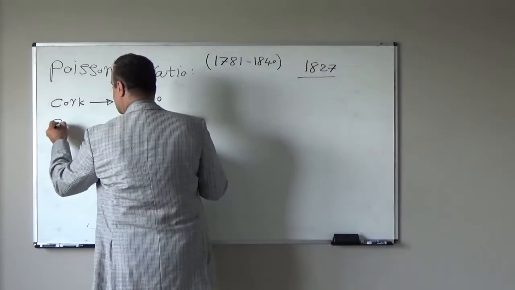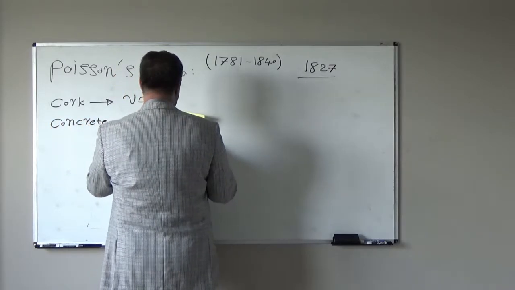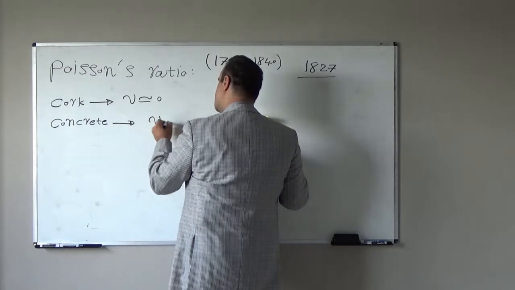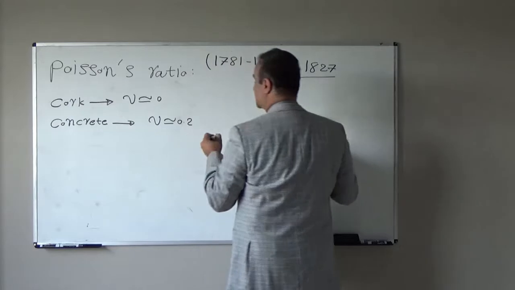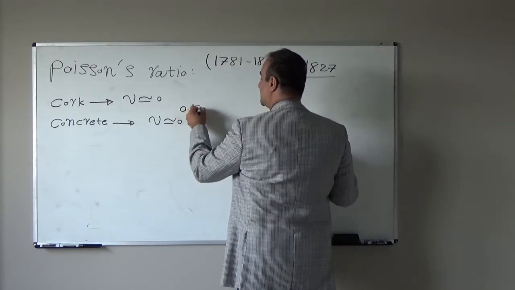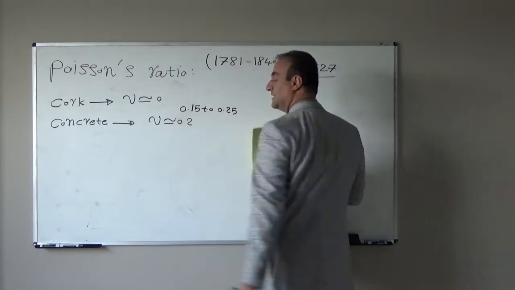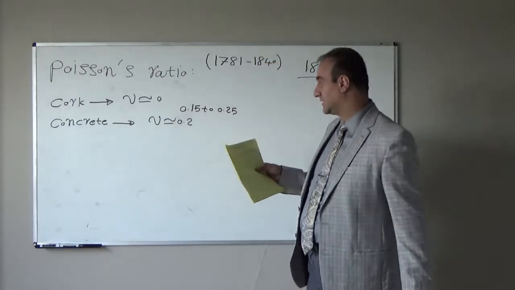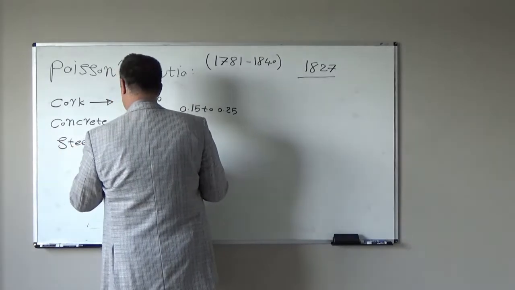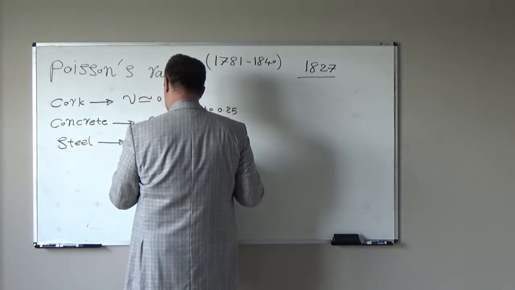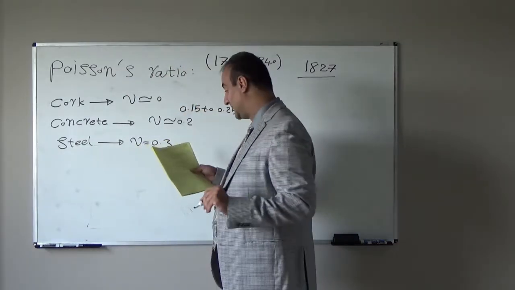For concrete, of course, it depends on the concrete type. It is almost 0.2, or I can say from 0.15 to 0.25, on average 0.2 for concrete. For steel, the Poisson ratio is roughly 0.3, depending on the type of steel and metal.